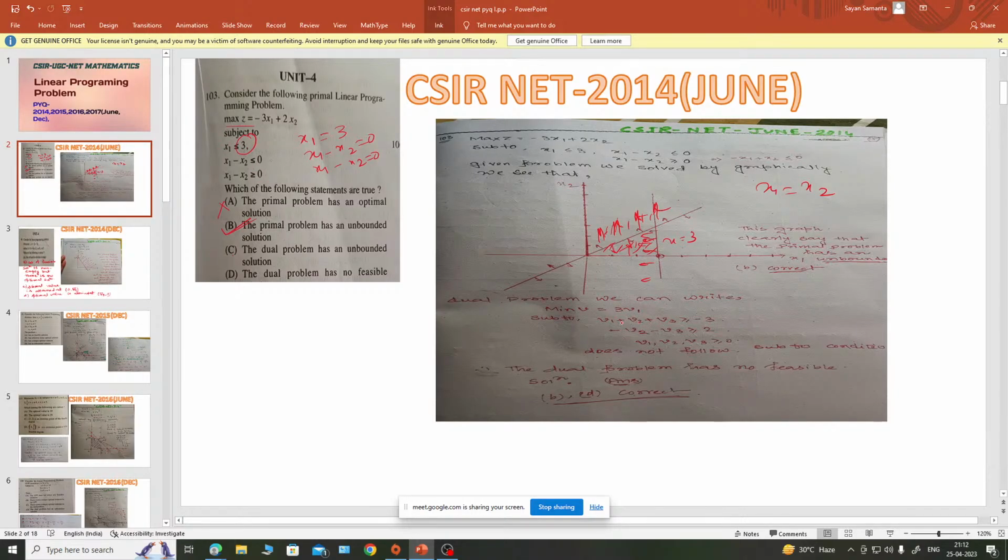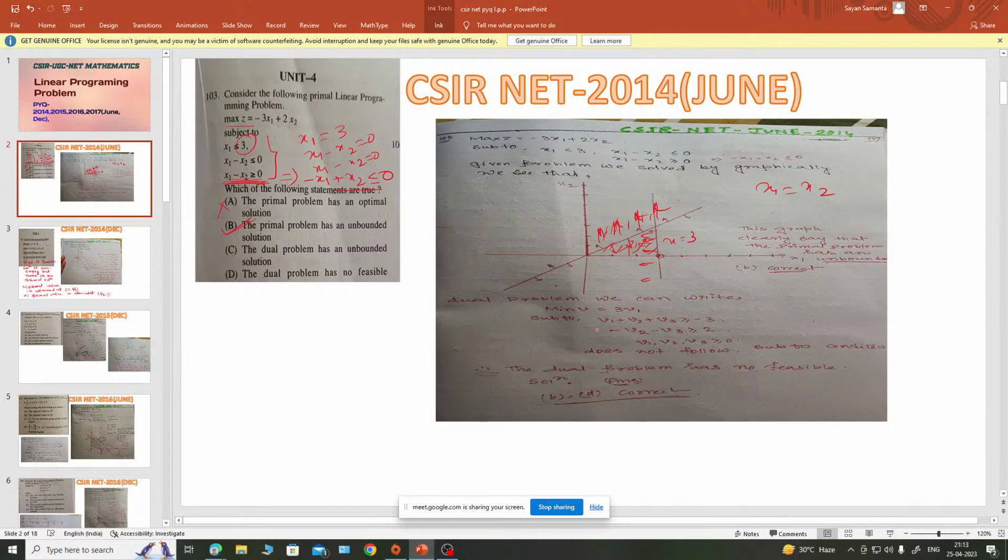And subject to conditions, all should be of less than type. Here the third subject to condition is not of less than type. So first we convert this to less than type, that is minus x1 plus x2 less equals to 0. Okay, that is the standard form. Then we convert it to the dual. So here row is written by column and column is written by row.